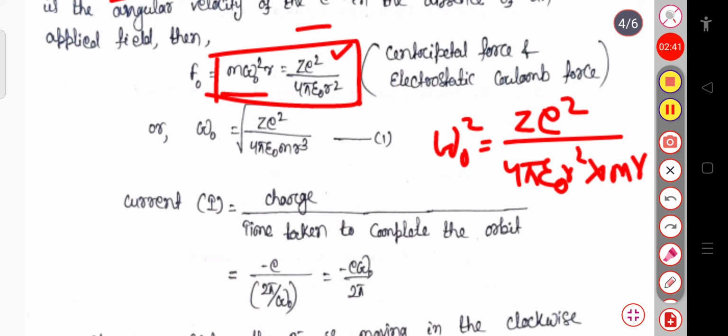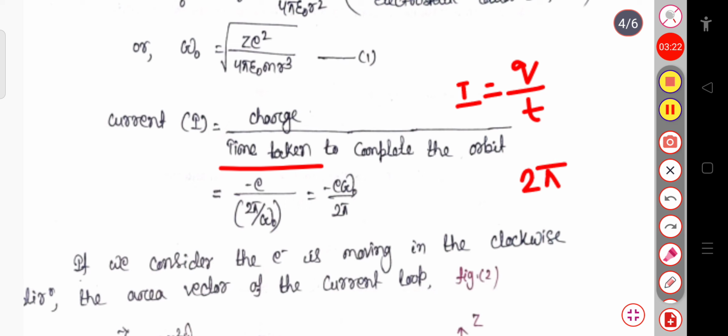Now the current can be written as the charge flow per unit time, so it is equal to charge divided by the time taken to complete the circular orbit. Here the charge is minus e, the electron charge, and the time period will be equal to 2 pi by omega, where omega is equal to omega naught. So by putting this value, the current will be equal to minus e omega naught divided by 2 pi.